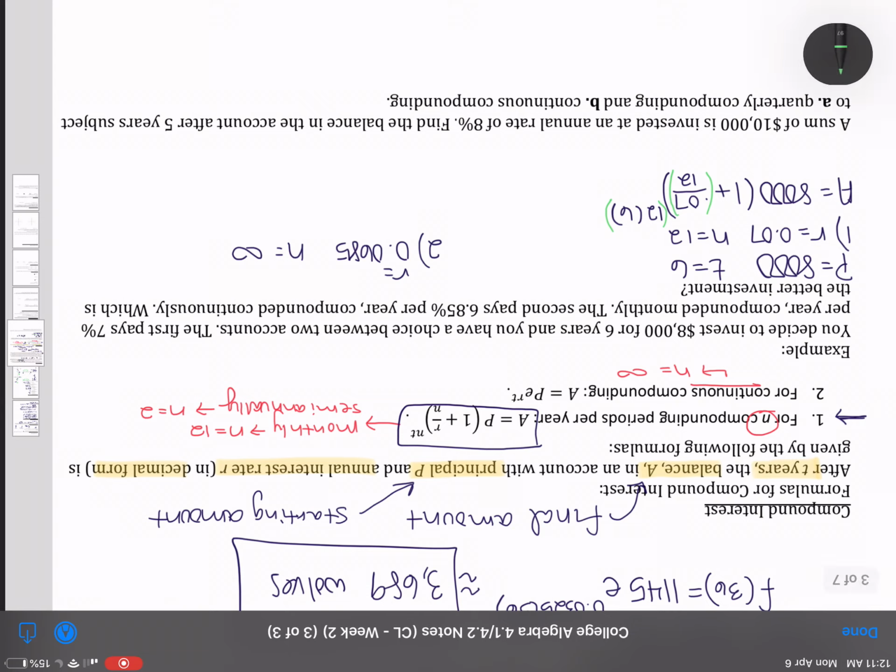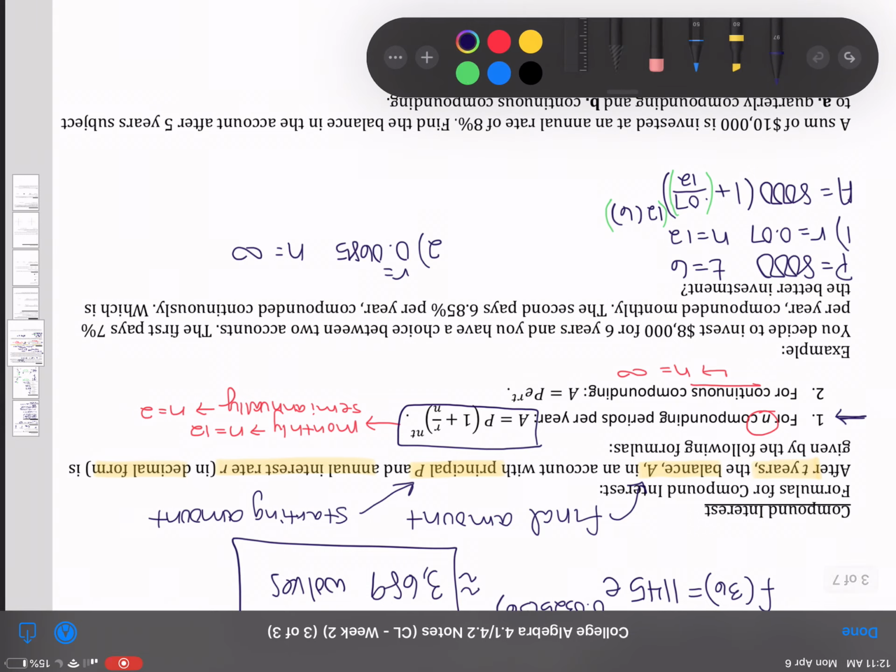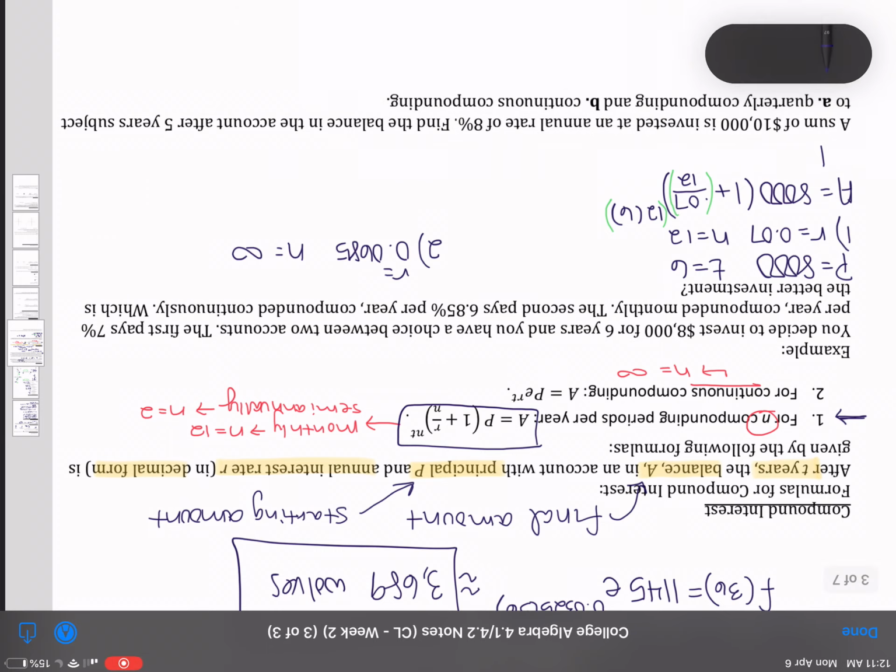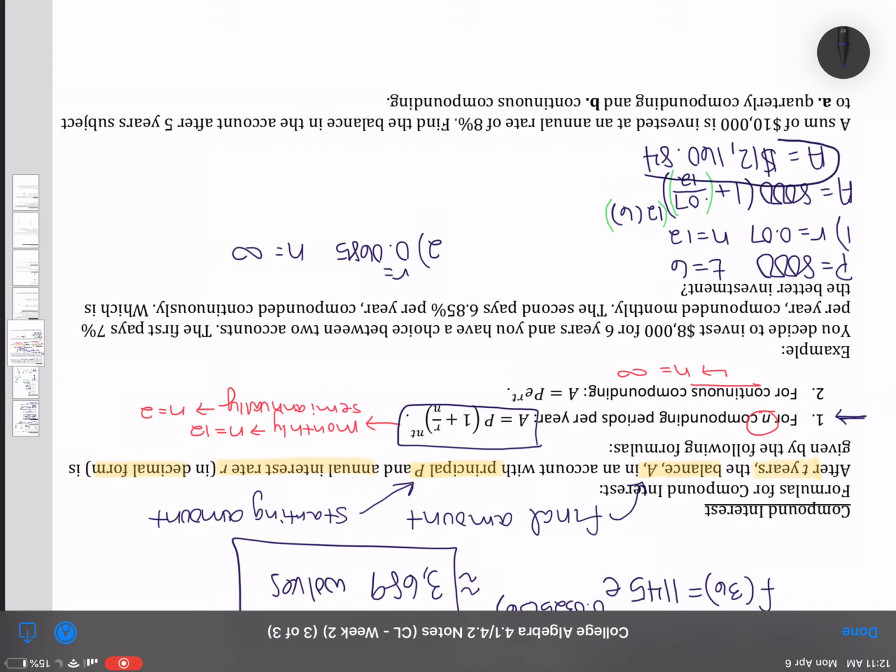If you're still getting it wrong, take a picture of what you're typing into your calculator and send it to me. But if you're checking, when you plug it in, your value should be $12,160.84. And we're always going to round to the nearest cent unless it tells us otherwise.